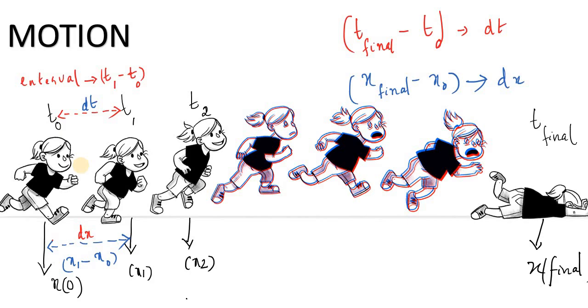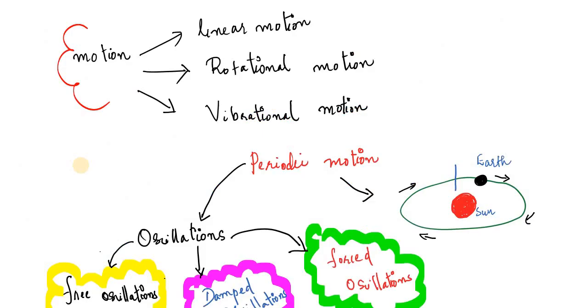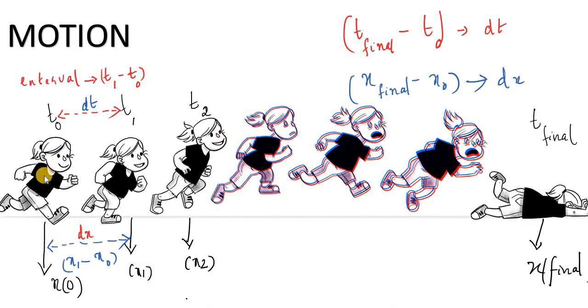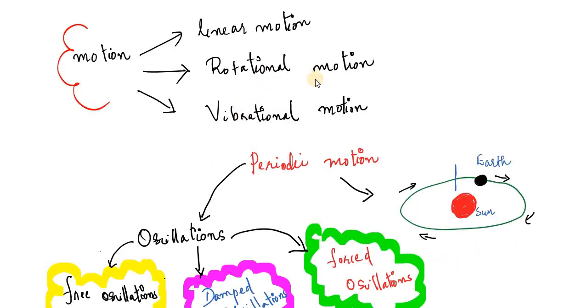And there are different types of motion. Linear motion is there. As you already saw, this is a linear motion. The motion is along one particular line. And we have rotational motion. We have vibrational motion. A number of different types of motion are there, and you already studied that in your higher secondary classes.